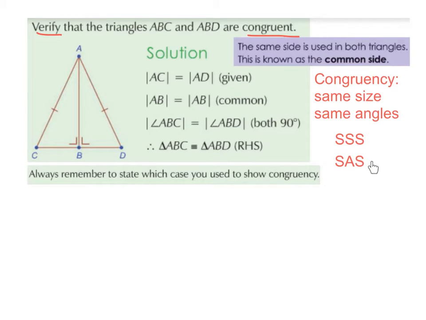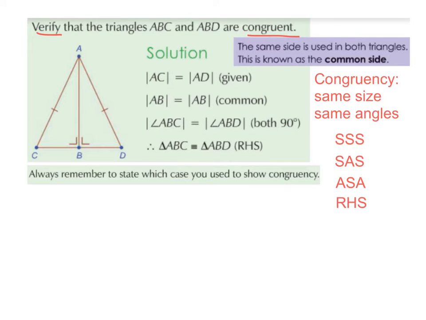SAS, side, angle, side, would mean two sides are equal and the included angle, so the angle in between the two sides, would also be equal. ASA represents angle, side, angle, so two equal angles and the side in between the two angles also the same. Or else RHS, the R standing for a right angle, the H standing for the hypotenuse, and an S standing for the other side.